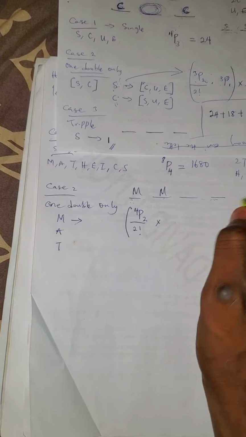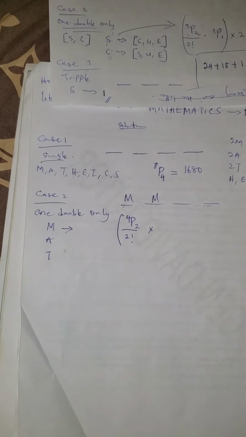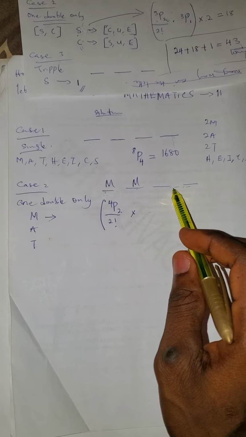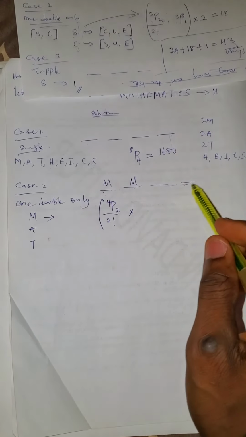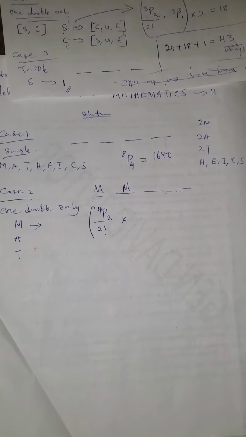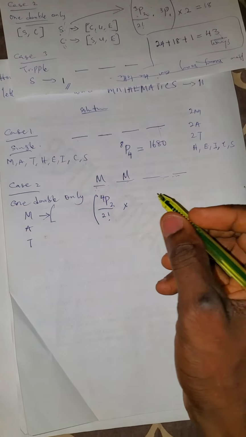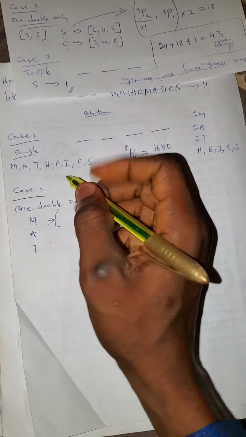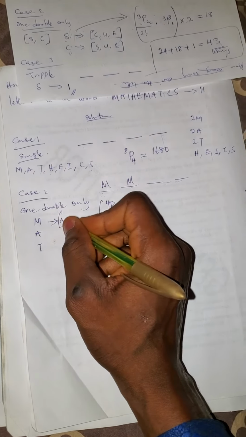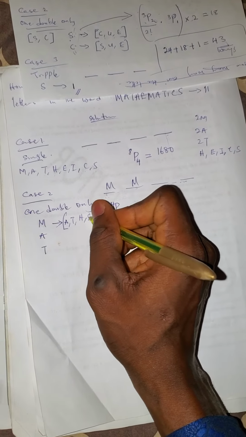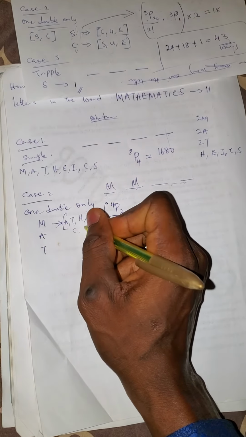So multiply by. Now, what are the remaining values? If you remove M from the total letters we have, it will remain A, T, H, E, I, C, S.